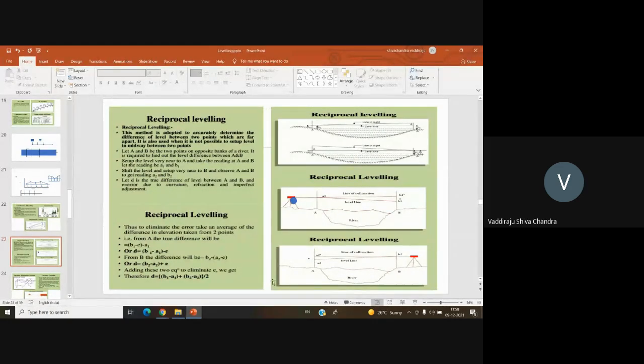And if you add these two equations, you can eliminate the value e, that is, the error can be eliminated. So if you solve these two equations by adding, you'll be getting D is equal to (B1 minus A1 plus B2 minus A2) by 2. This is the equation which is used to calculate the difference in elevations of 2 points which are on either side of a pond or a lake.